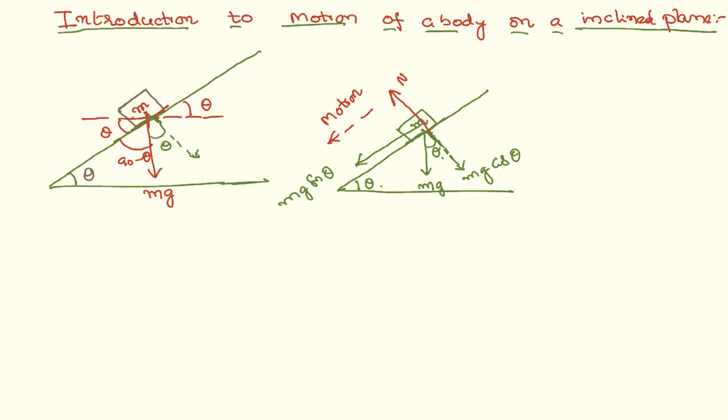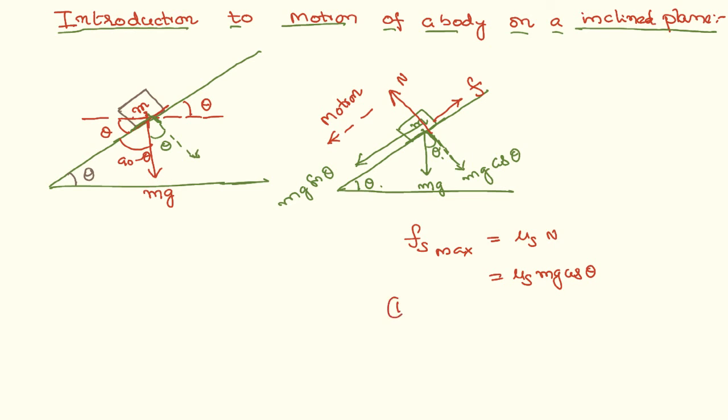If the body tries to move in the downward direction, it is obvious that the frictional force acts in the upward direction. We know that the maximum frictional force that can act in this case is nothing but equal to mu s into normal reaction. In this case, normal reaction is nothing but equal to mg cos theta.